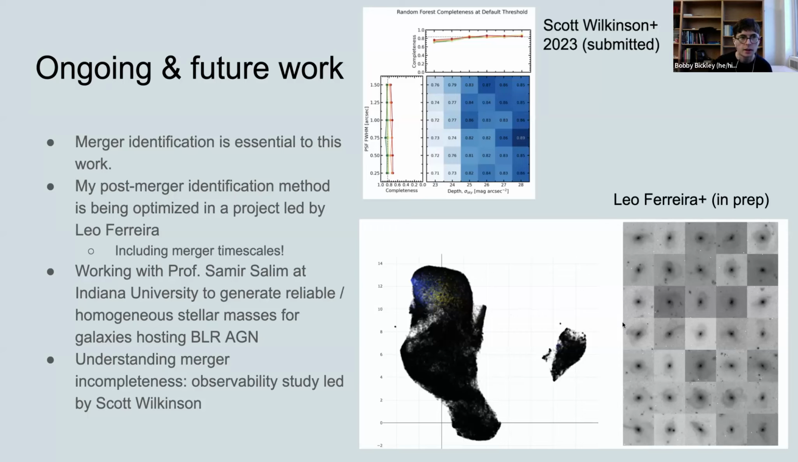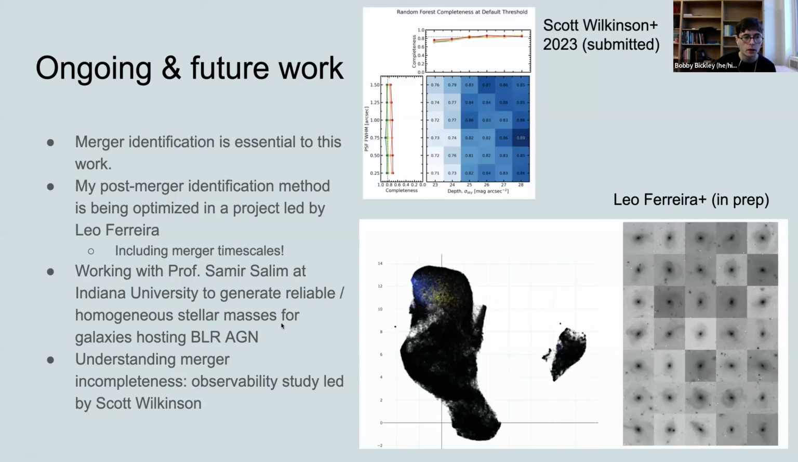This is a screenshot from a web tool that Leo has created for this project, showing, without doing any visual classification at all, this really strong separation he's getting in parameter space between post-mergers and non-interacting galaxies.